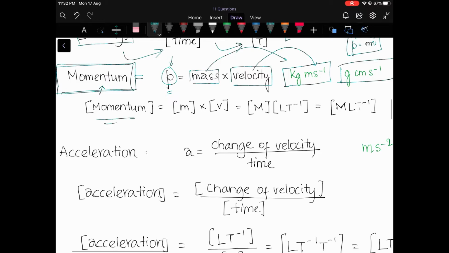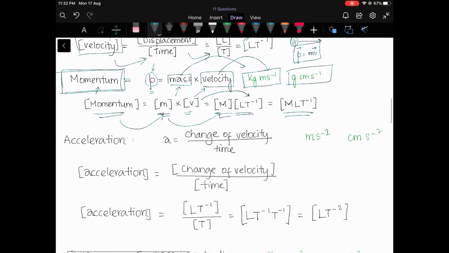So the dimension of momentum should be given by the dimension of your mass times the dimension of your velocity. The dimension of mass we know is M, the dimension of velocity is L T to the power minus 1, so we get our dimension of momentum as M L T to the power minus 1.